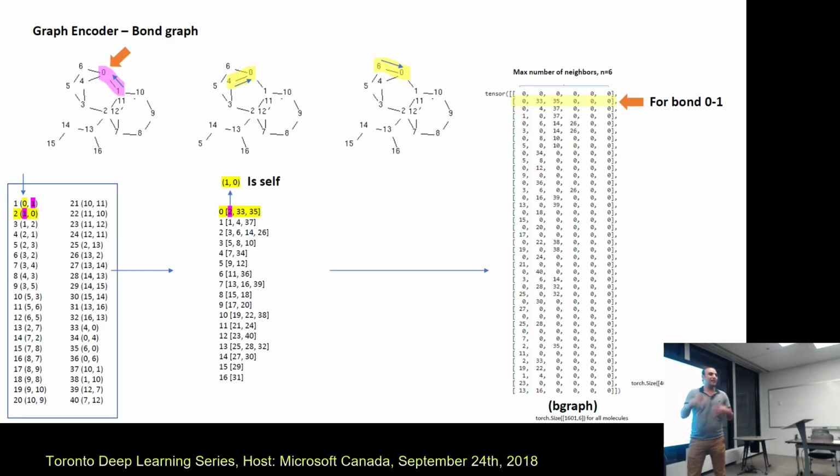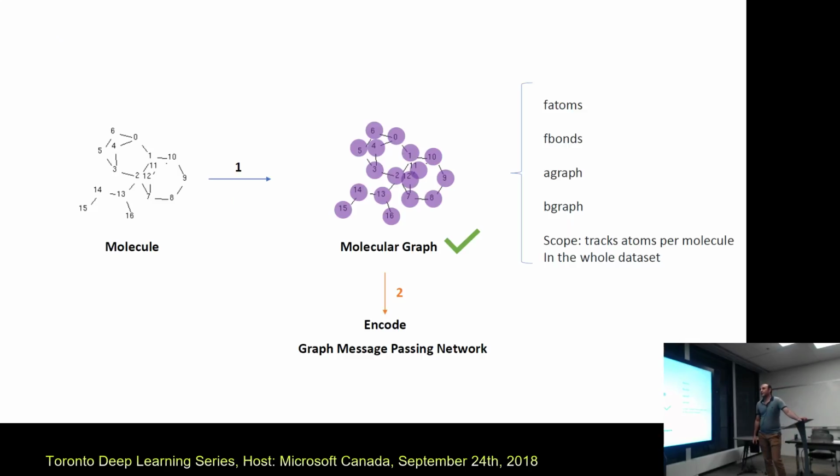Their implementation made it super complicated to understand this process, but basically the only thing you have to do is figure out which bond this is and remove it from here, and you end up with the result. Okay. All right, so we ended up doing all of this. The only step left is the encoder.